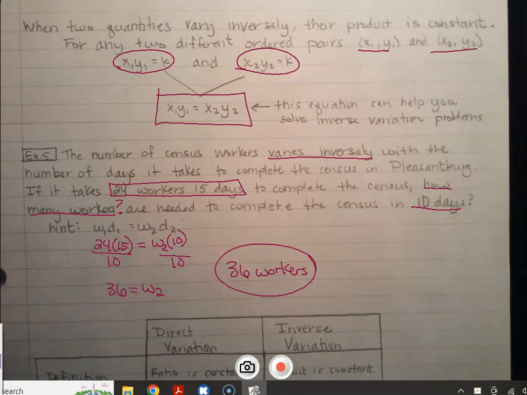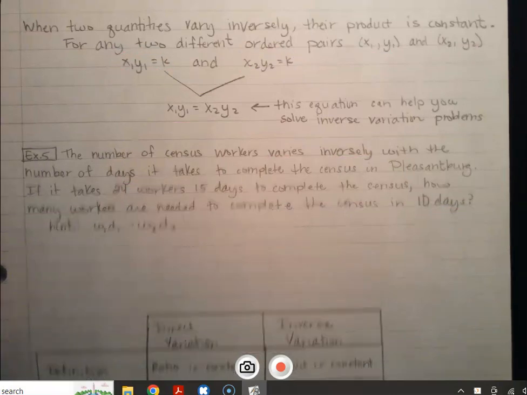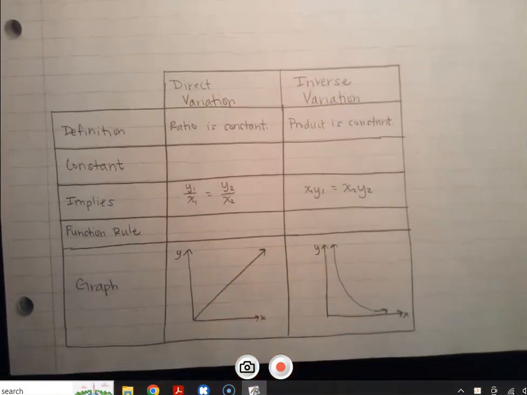So we have this nice summary chart here at the bottom. That's pretty much filled in for you, but we're going to fill in the last part together. Okay, so if you notice, we've got direct variation in the first column and inverse variation in the second column. And we have the definition, the constant, what that implies, the function, or the equations that we can use to help us solve, the function rule, and a graph of what they each look like.